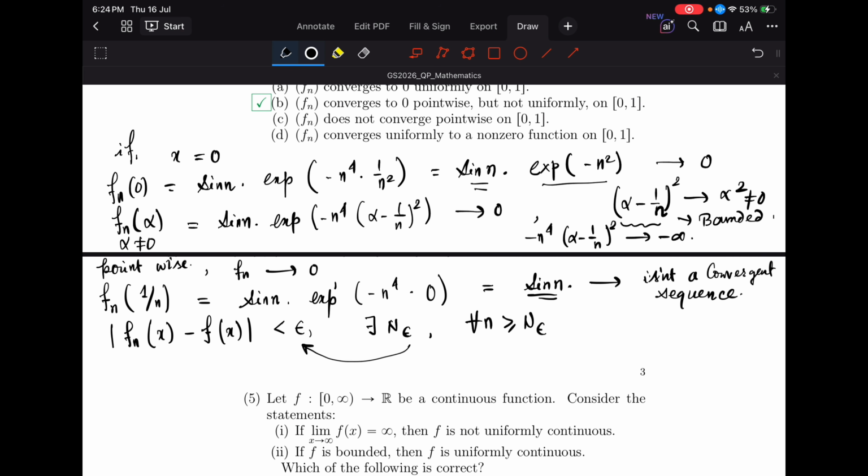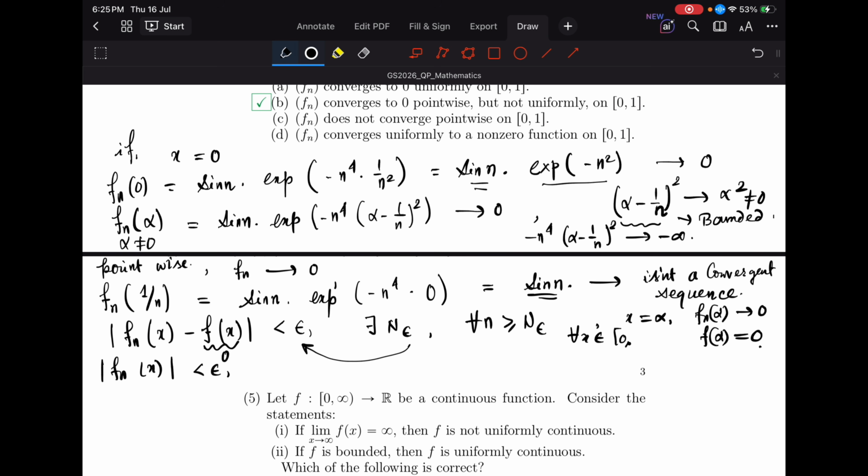So f of x has to be, if you put x equal to alpha, then you can show as f_n alpha tends to 0, you have f of alpha is 0, right? So if f_n of x uniformly converges to some function, the function has to be 0. The f of x has to be the 0 function. But the point is, then |f_n of x| is less than epsilon for all x belongs to (0, 1).